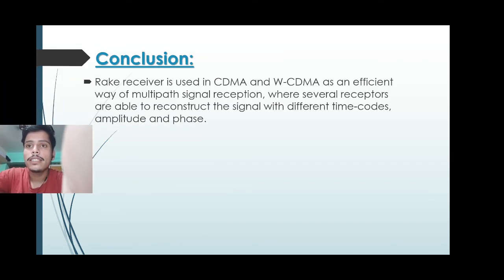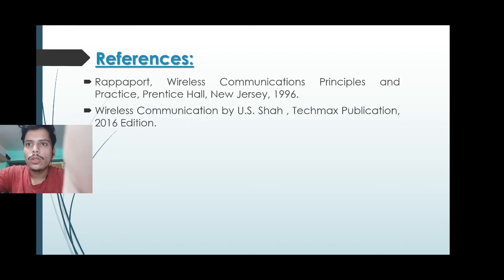From this discussion we conclude that the rake receiver is used in CDMA and WCDMA as an efficient way of multipath signal reception, where several receptors are able to reconstruct the signal with different time delays, amplitude and phase. Here I have mentioned the references from where I have taken this information.